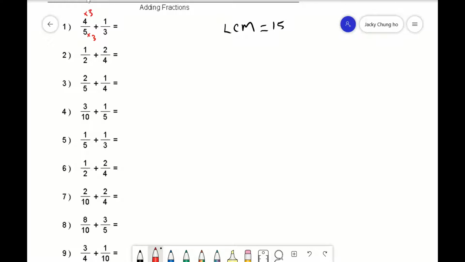Okay, now let's take a look at the second fraction. It is in the denominator of 3, so 3 times something will get to 15. In this case, 3 times 5 will get to 15, so same thing, goes to the numerator. So now we can do the math. 4 times 3 is 12 over 15, plus 1 times 5 is 5 over 15.